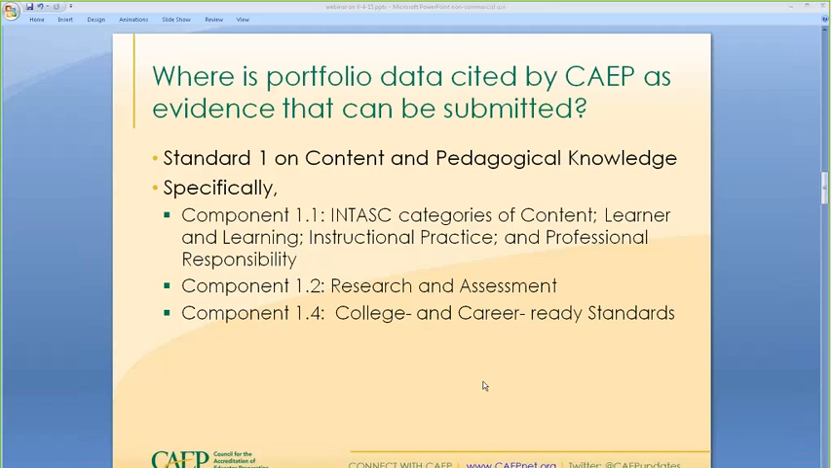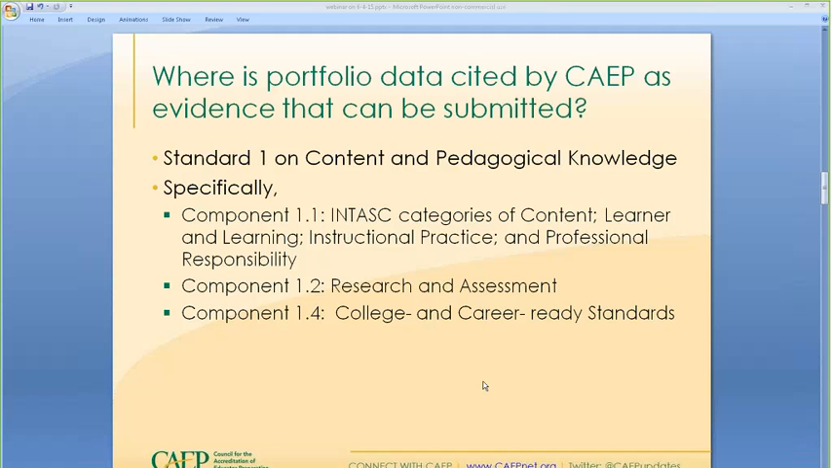Content. How are the candidates developing their content knowledge, and what evidence is there that their content knowledge has deepened over time? What is their understanding of learners and learning, and how has that understanding and knowledge deepened over time? Their instructional practice, their pedagogical knowledge about instructional practice, and the development of that over time, as well as professional responsibility. And so portfolios can certainly be one of the multiple measures that you could submit to indicate the development of candidate learning, progressive development over time in each of these categories.